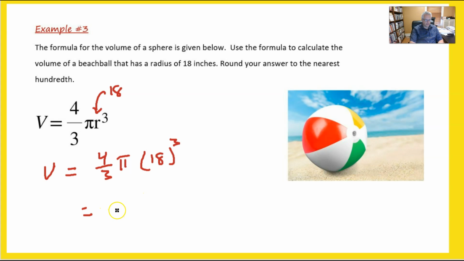And we get a big number. We get 24,429 approximately. We measured the radius in inches, so this would be inches cubed. All right, a cubic inch is not very big. There's a lot of those that fit in that big beach ball if you blow it up.